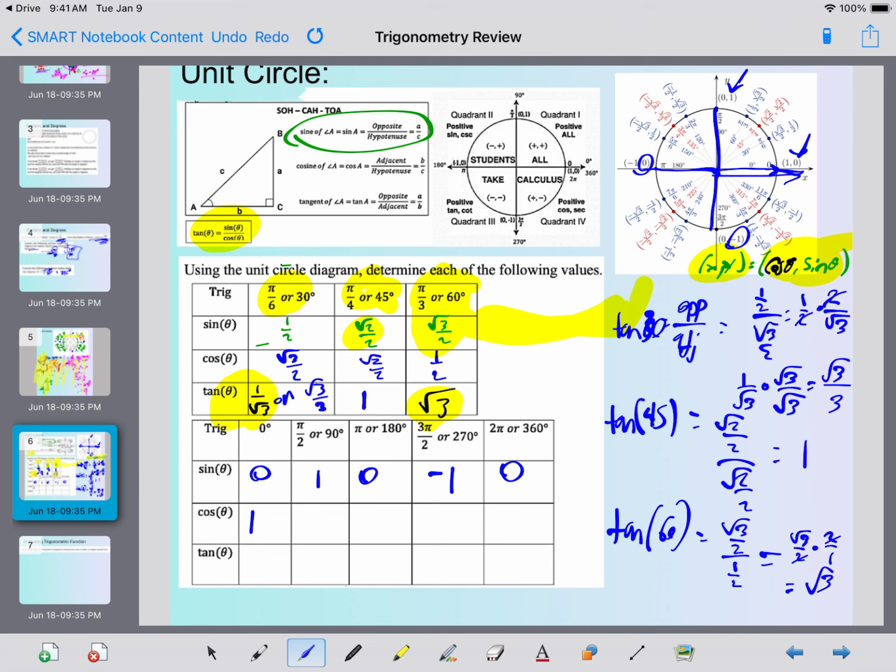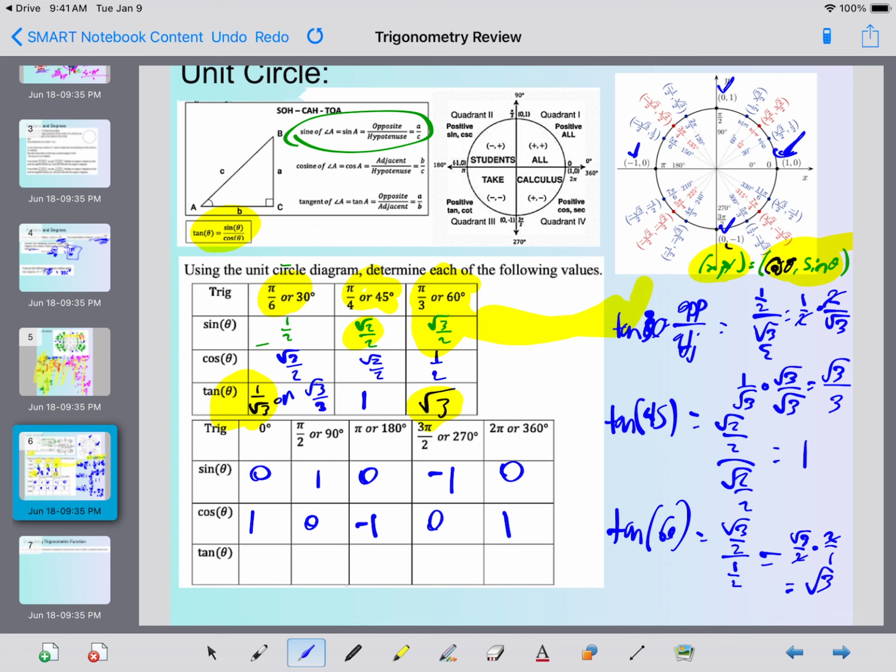What about cosine now, right? Cosine we said are our x values. So cosine of 0, 1. Cosine of 90, 0. Cosine of 180, -1. Cosine of 270, 0. Cosine of 360, it's coterminal with 0, so it's 1.